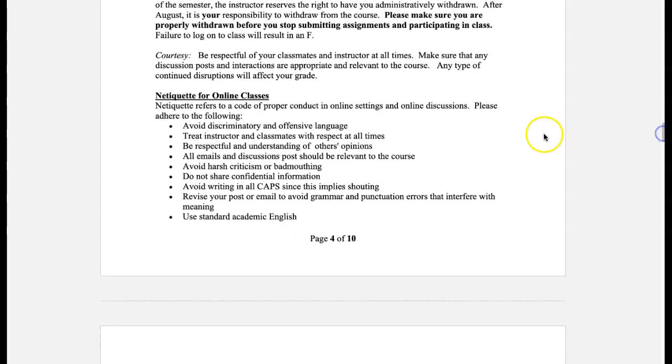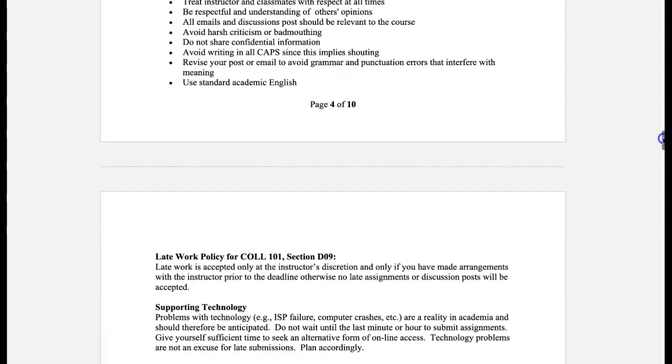I do have a list of netiquette guidelines that you should adhere to. So, for example, use academic English, and avoid using all caps because that usually implies that you are shouting. Make sure that, again, you use proper standard academic English. Don't use slang or words that people might not be familiar with or anything like that.